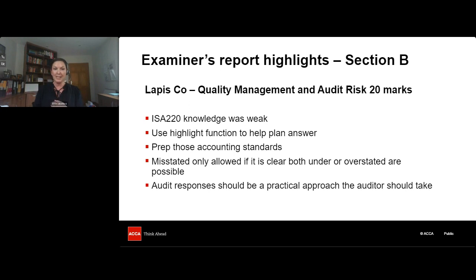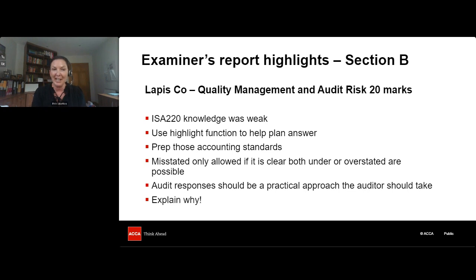Audit responses, the actual responses themselves, so what the auditor should be doing to deal with that risk, should be a practical approach that the auditor should take. You don't have to list audit procedures, you don't have to write them out even as audit procedures, but they can link to work that you would carry out, whether it's controls work or substantive work, and it could also link to the way the team's formed as well. So just make sure that you are practicing those questions and being quite practical about what the auditor would do.